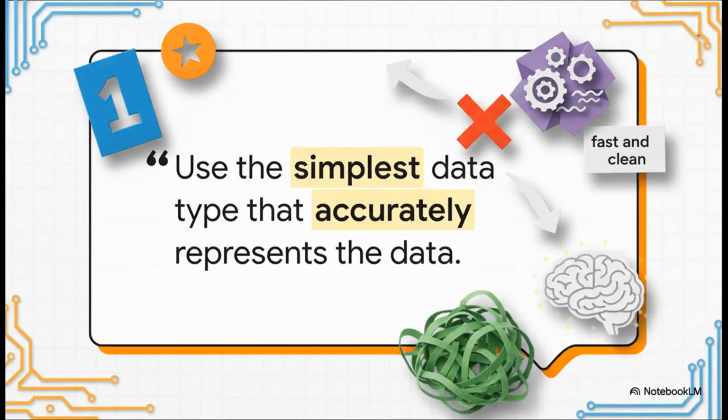So the most important takeaway, the number 1 rule, is this. It's all about efficiency. You always want to pick the simplest, most memory-efficient data type that can get the job done right. Don't use a complicated float when a simple integer will do. It keeps your programs running fast and clean.